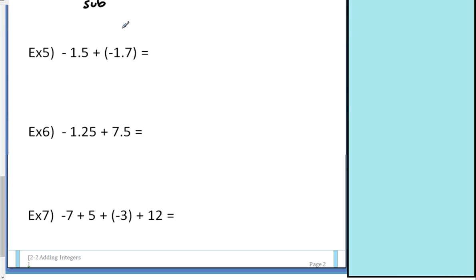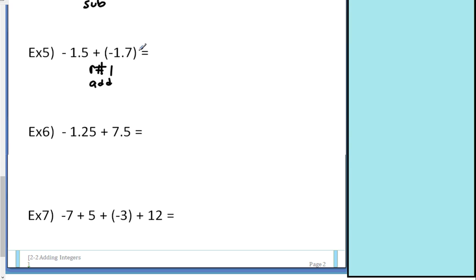Negative 1.5 plus negative 1.7. Now, it's a little bit harder to visualize chips here, but hopefully by now you understand the concept. These are red chips, these are red chips. That makes them the same color, that's the same sign. So that's rule number 1. Red chips plus red chips make more red chips, so you add them. Keyword: add.